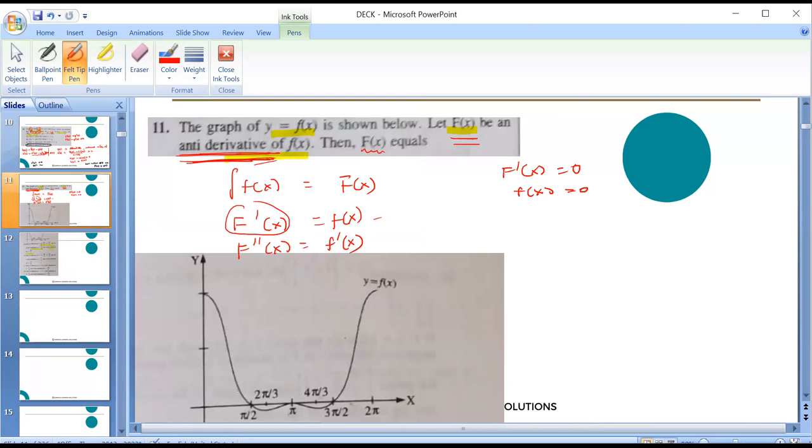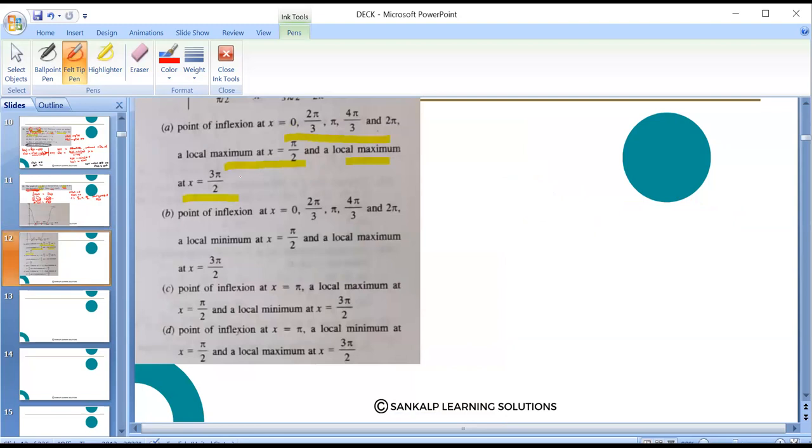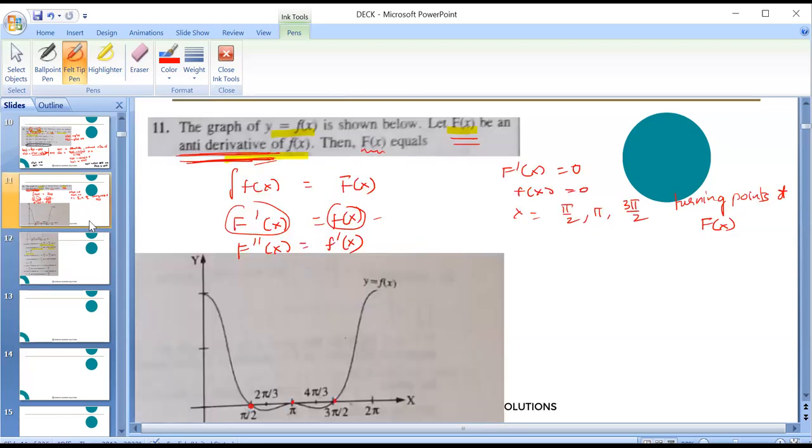If you see the graph, because f dash means f1, it is 0 at pi by 2, pi and 3 pi by 2. X equal to pi by 2, pi, 3 pi by 2. They are critical numbers or turning points. Anything, critical numbers, turning points you can take. These are the turning points of f of x, pi by 2, pi, 3 pi by 2. So only there you can have local maximum, local minimum.